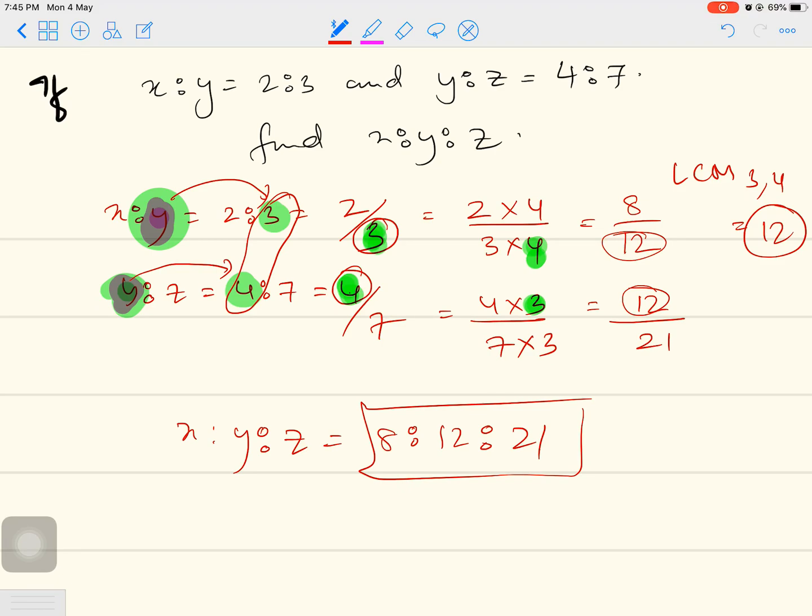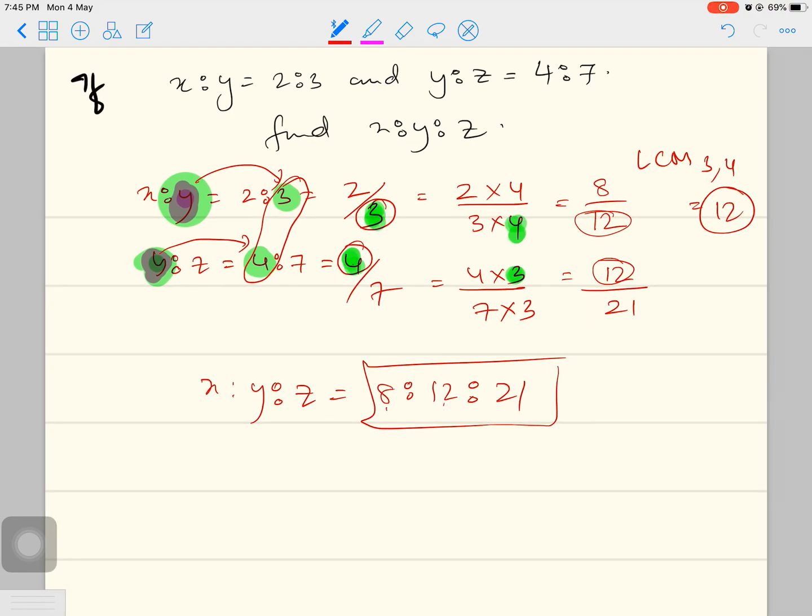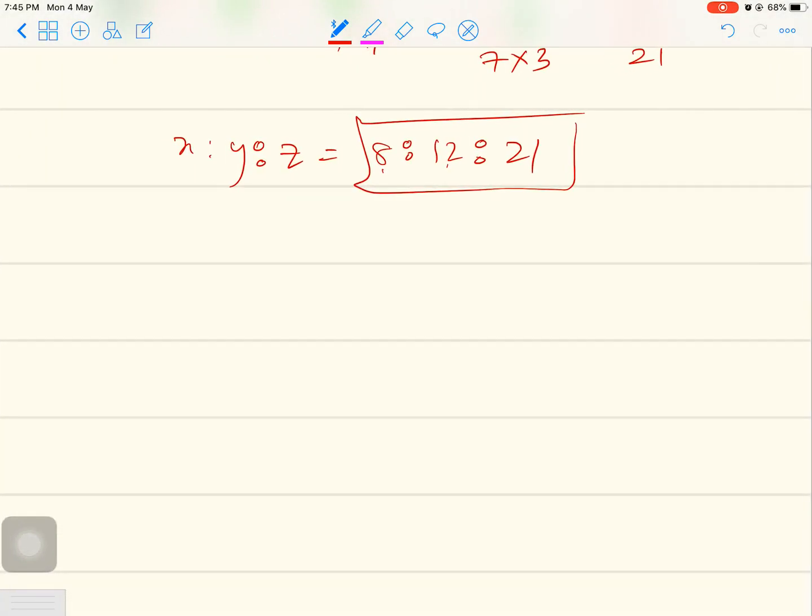Now if it's cancelable, you can cancel. Here I don't think it's cancelable. 8/12 is cancelable, but 21 can't be. So I'll leave it as it is. Okay, maybe I'll give you one more. I'll just show you one more sum of this type.